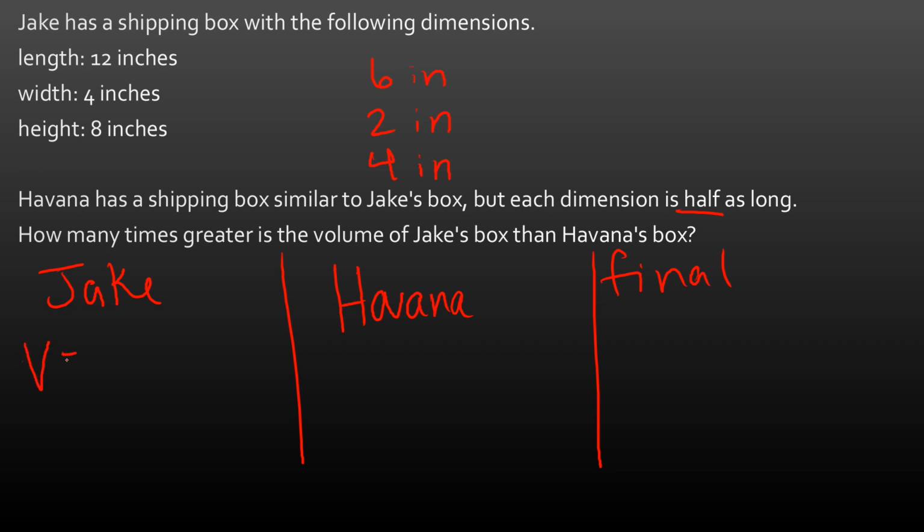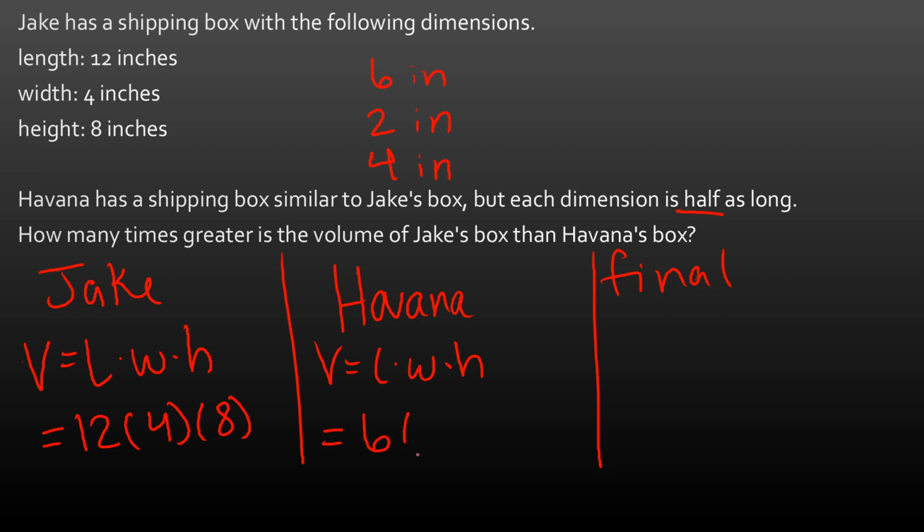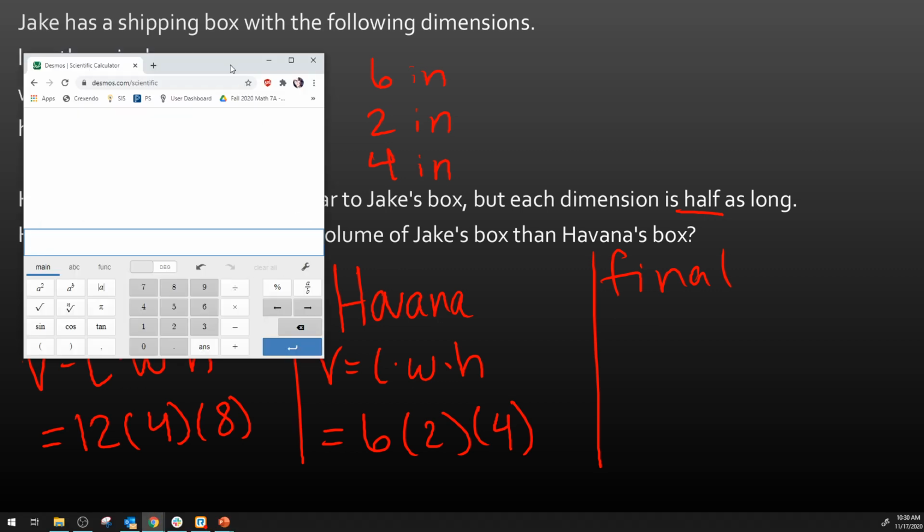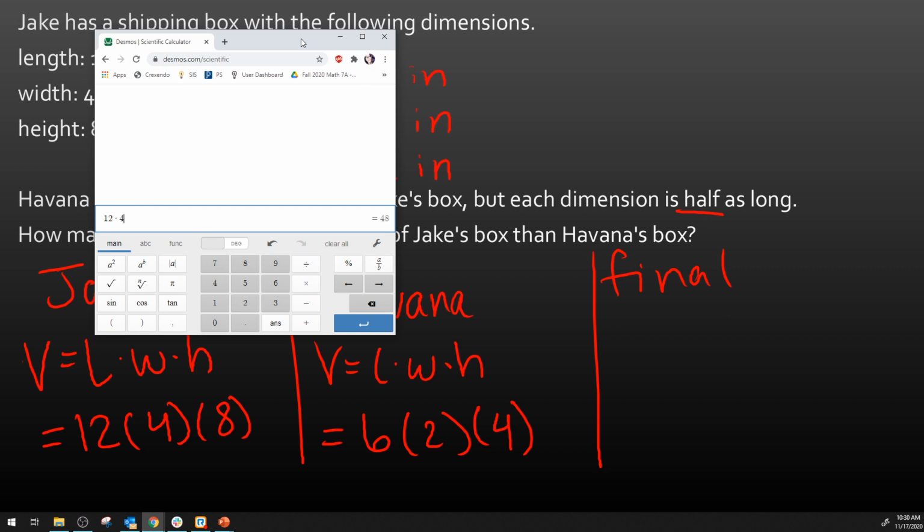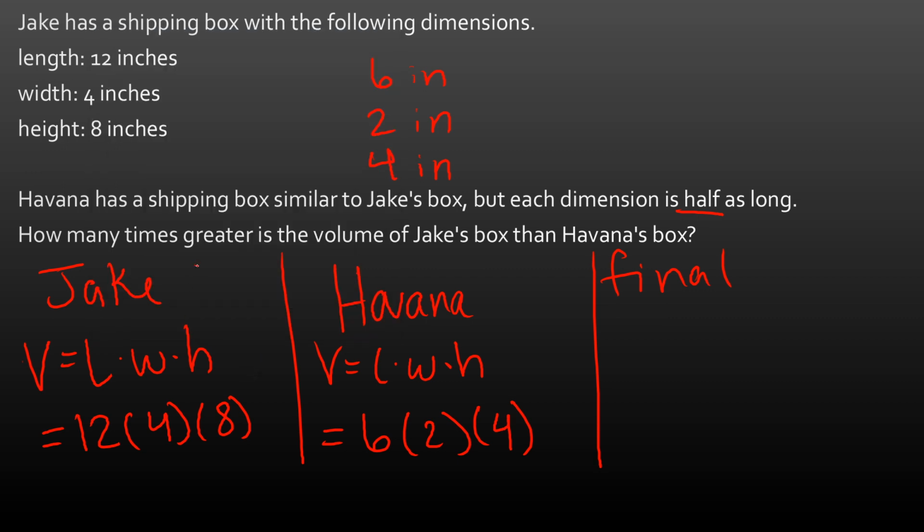These are both boxes, so I'm going to do length times width times height. 12 times 4 times 8. Again, length times width times height. So that's going to be 6 times 2 times 4. Let's pull open a calculator to help us out here. So 12 times 4 times 8. 6 times 2 times 4. So I have 384 and 48.